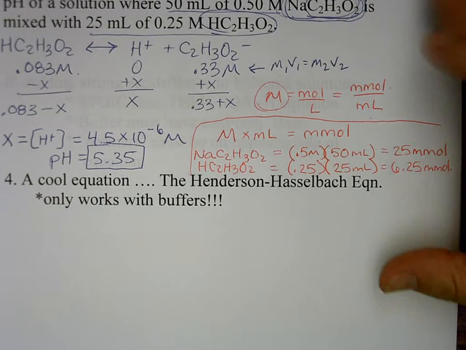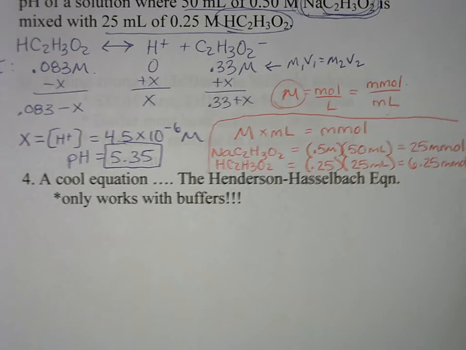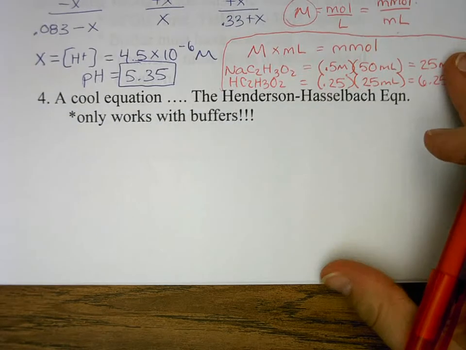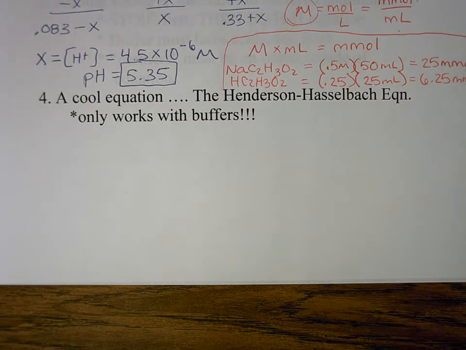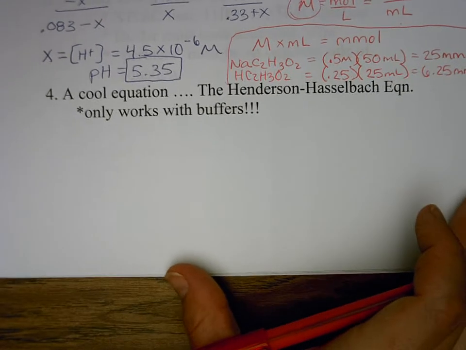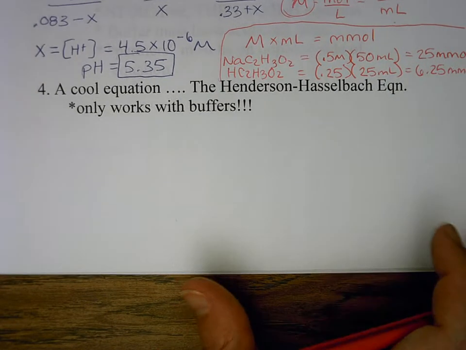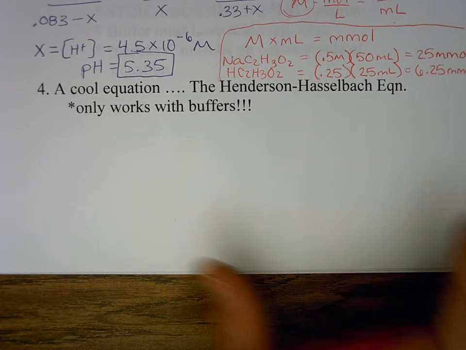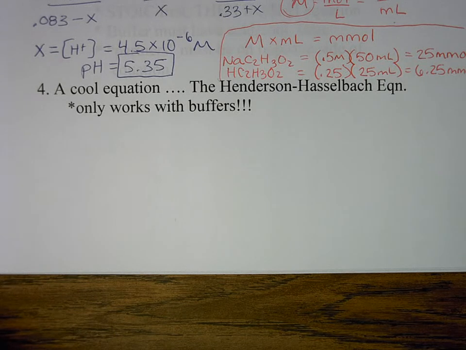Okay, here it comes. Best equation ever. Why? Because it's a shortcut, and you don't have to do ice tables when you use this equation. You just get to plug in some stuff that you know and figure out the pH of a buffer. Why didn't you show us this last time? The short way. We can't use it. You can only use it with buffers. It doesn't work in the last unit. Henderson, Hasselbalch. Your heroes.